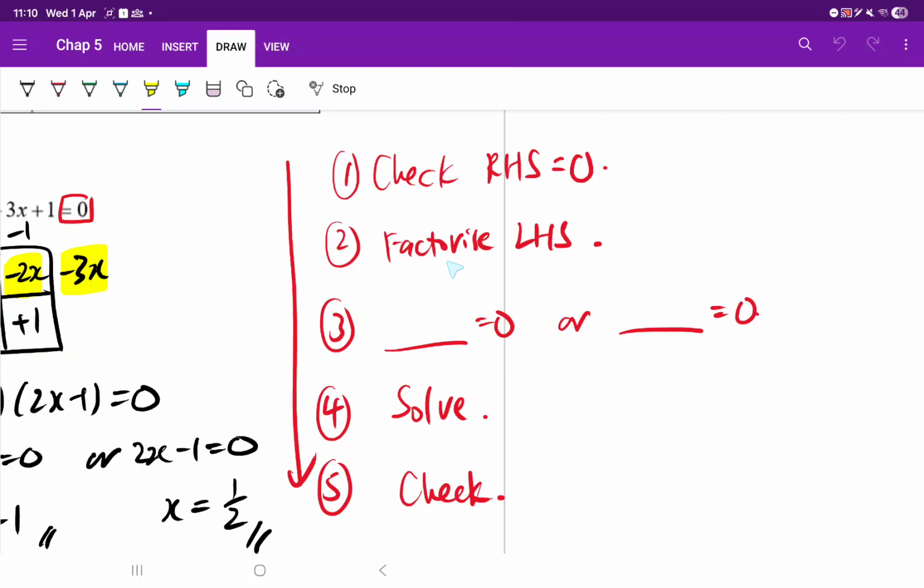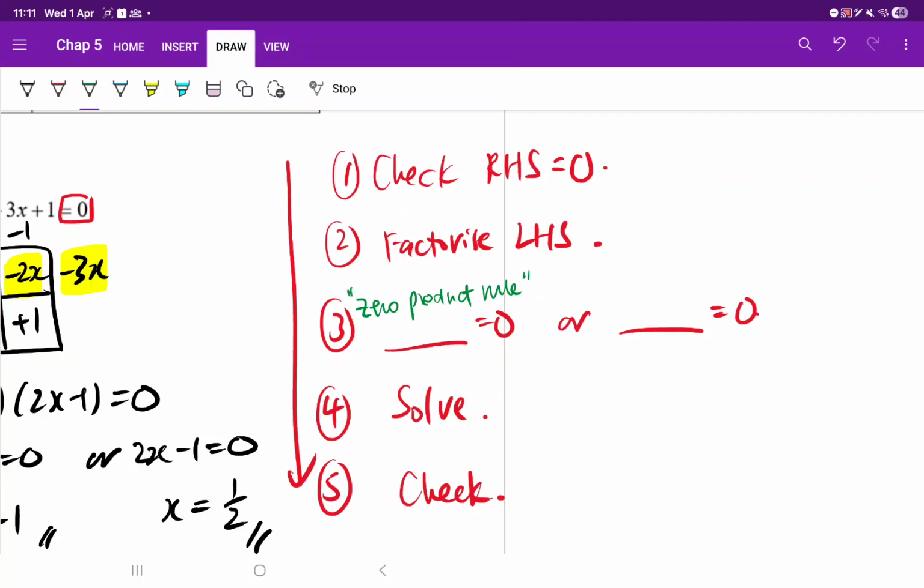At Sec 2, all the questions we give you are factorizable. At Sec 3, I cannot say the same. There are other techniques that you will learn. Okay? Once you factorize, this step 3, which is something equals 0 or something equals 0, make a note here. This refers to the zero product rule.